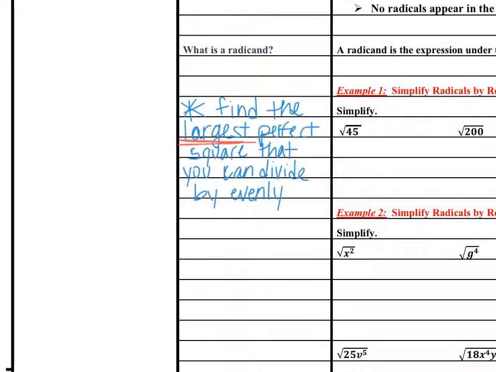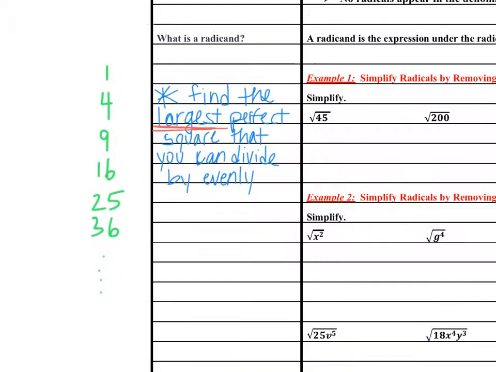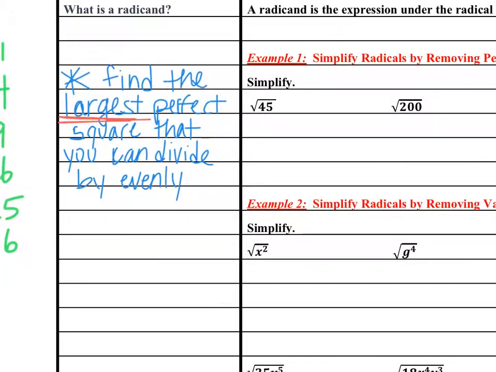If you want to make a list out to the side, when we're talking about perfect squares, we are talking about these ones: 1, 4, 9, 16, 25, 36, etc. Those are the numbers we're looking for, and we want the largest one that the number can divide by. So the square root of 45 can be broken up.